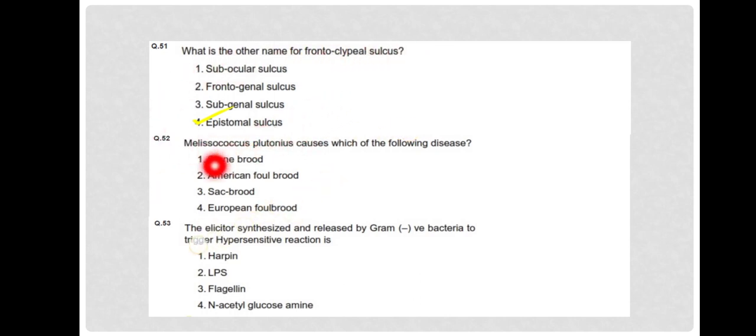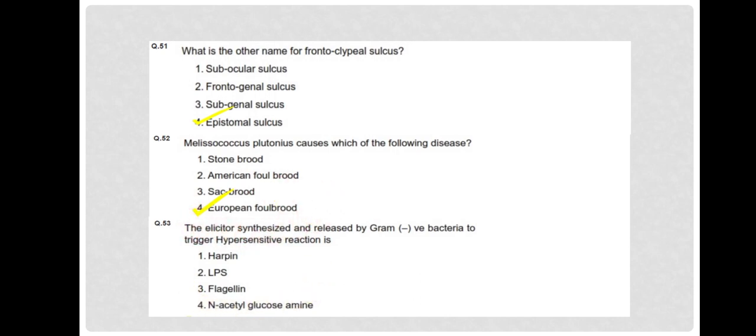Next question number 52. Melissococcus plutonius causes which of the following disease? So the answer is European foul brood. Melissococcus plutonius is a bacterial pathogen that is causing the European foul brood disease in the honeybee.